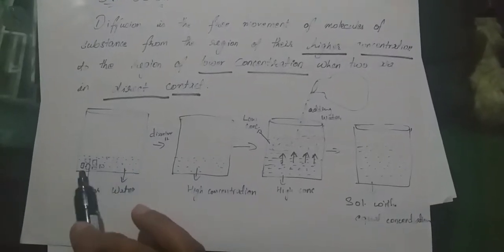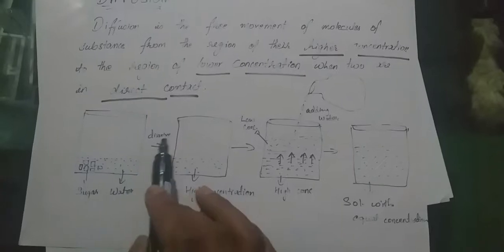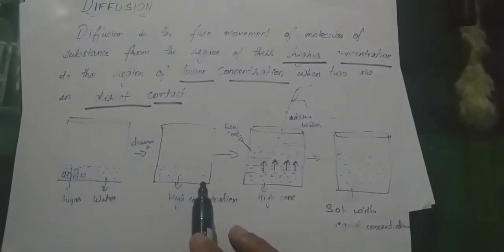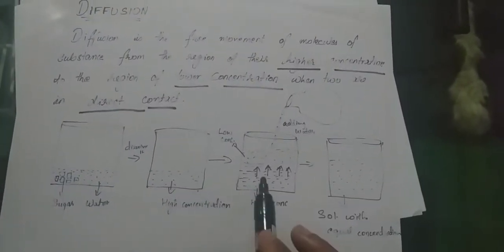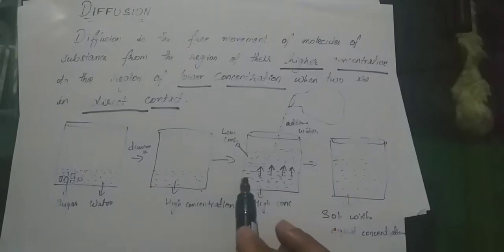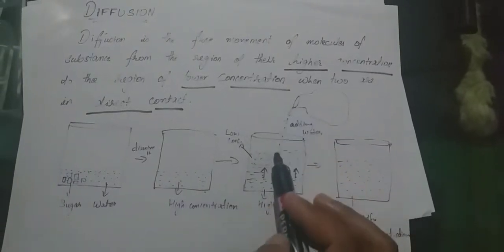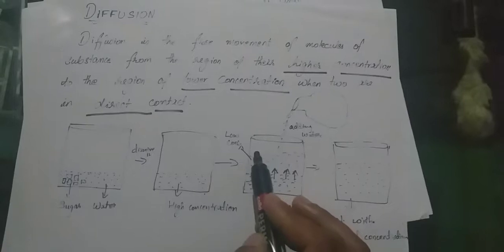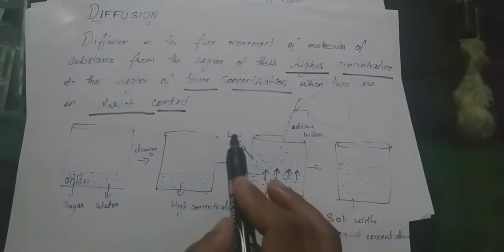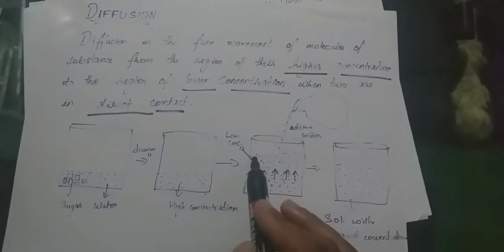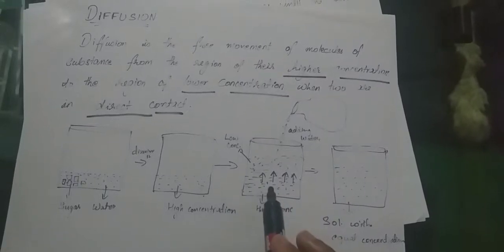In this case the sugar concentration is high. Dissolved sugar is the higher concentration. Now I am adding some amount of water in this vessel. This is the lower concentration. This is the lower concentrated area, and this is the higher concentration area.